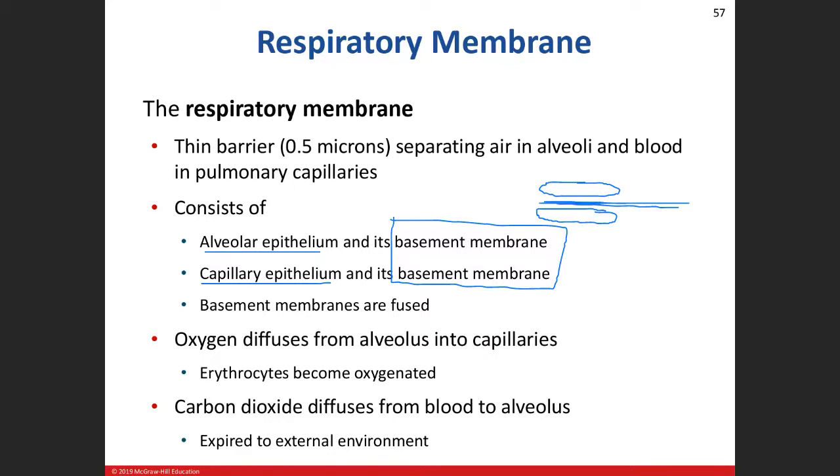I'll show you the picture here. This is pretty much the thinnest type of barrier that you could possibly have in your body. Literally two cell layers thick, with a fused basement membrane. Remember, the thinner the better when we're dealing with filtration, secretion, absorption. That's what we want. So as you know, oxygen is going to diffuse across this barrier from the air into the blood, and carbon dioxide will diffuse from the blood into the alveoli and out as you exhale.